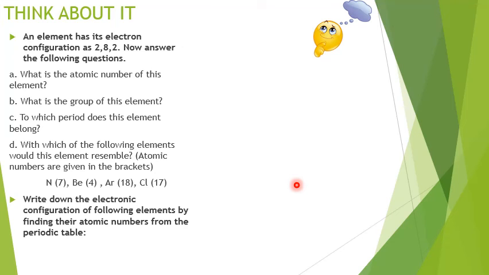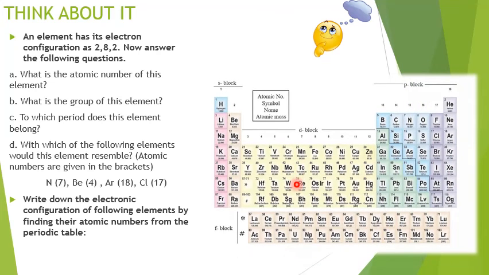See the next question. Write down the electronic configuration of the following elements by finding their atomic number from the periodic table. You can see the periodic table. For this question also you can refer to the periodic table. For this one also you can refer to the periodic table. The elements whose electronic configuration you have to find are lithium, helium, nitrogen, carbon, sodium, aluminum, fluorine and calcium. So you have to find all of these elements from here. Find their atomic number first and then the electronic configuration. Is that clear?